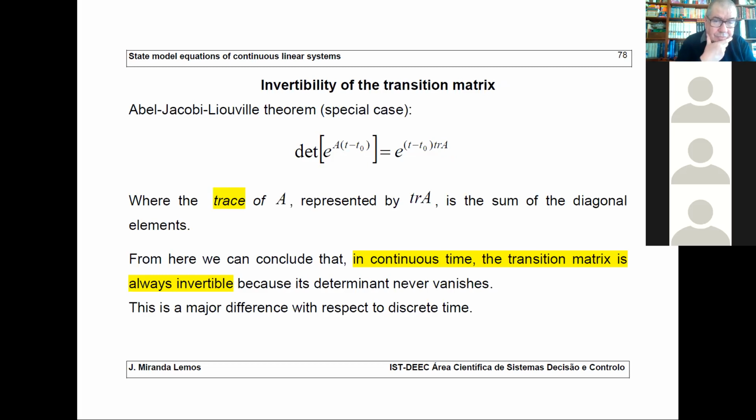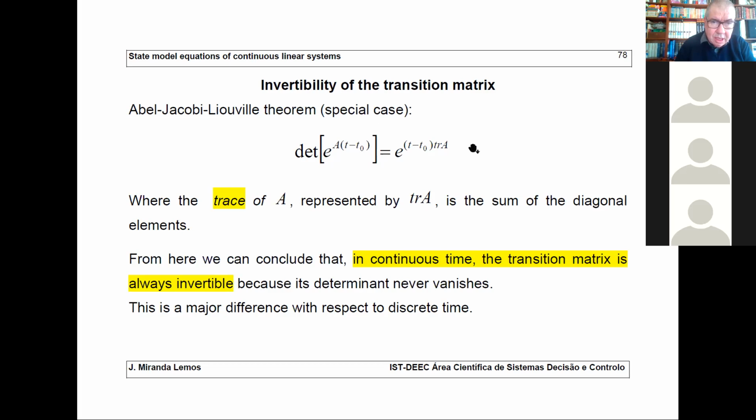Now, you can show, and you can look at the exercises, there is an exercise with some hints. When you study this, you can do it by yourselves, that the determinant of the exponential of the matrix is the exponential of (t minus t0) times the trace of A. What is the trace of A? It's written here, it is the sum of the diagonal elements of A.